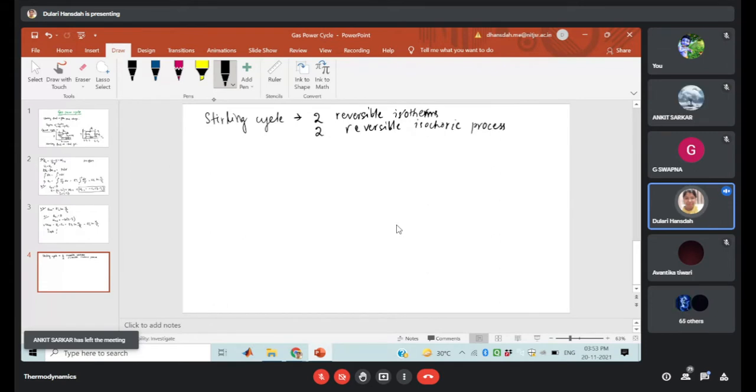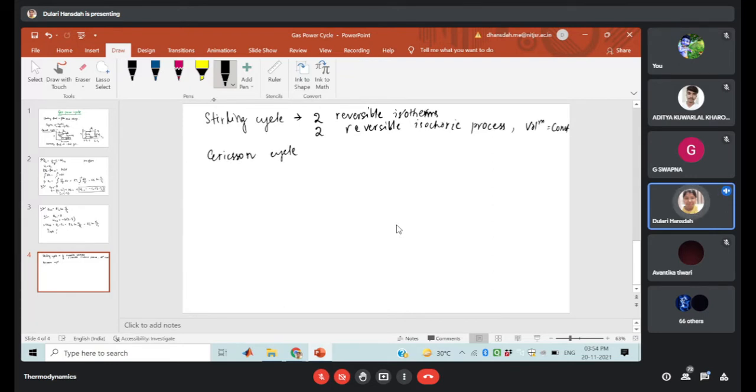In the two reversible isothermal processes, there will be heat addition and heat rejection. In the isochoric processes, that means your volume is constant, so there will be the expansion and compression work.